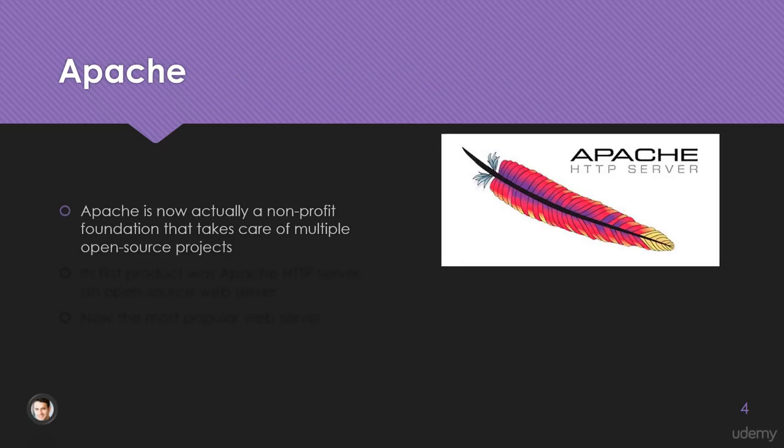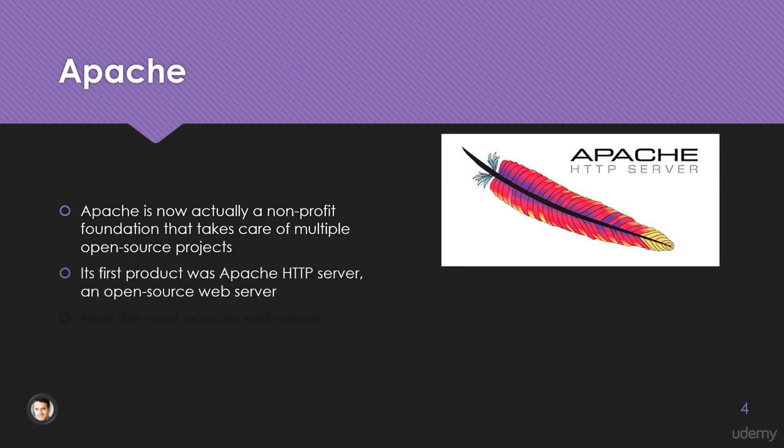Apache is one of the most popular web servers out there. It's a non-profit foundation that takes care of multiple open source projects. But its first product was the Apache web server, which is an open source web server and is today the most popular web server. I believe Microsoft IIS is the second most popular one. But Apache runs on a whole bunch of websites and services and hosted services. So most likely, when you connect to the internet and talk to a web server out there, it's an Apache server that's responding to your request.